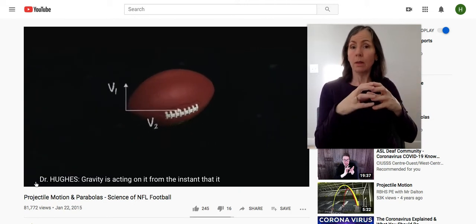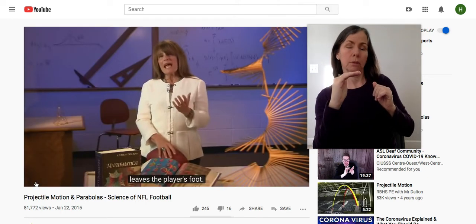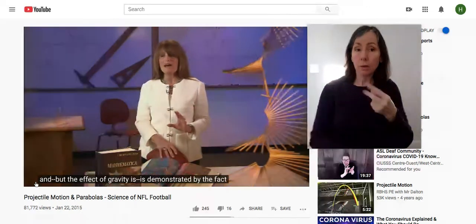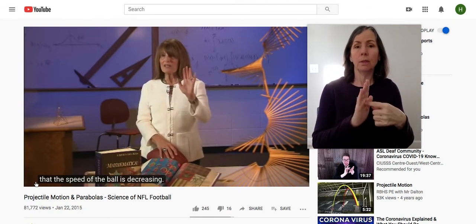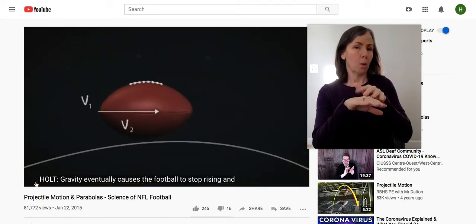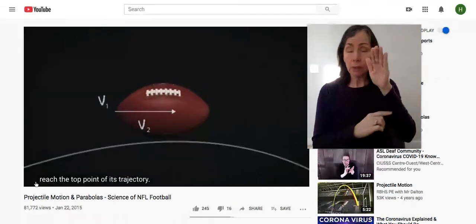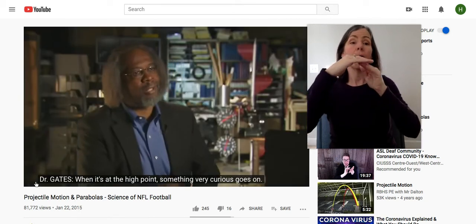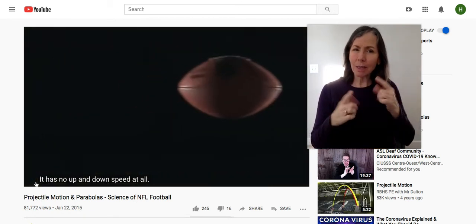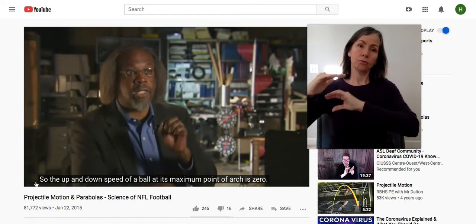Gravity is acting on it from the instant that it leaves the player's foot, but the effect of gravity is demonstrated by the fact that the speed of the ball is decreasing. Gravity eventually causes the football to stop rising and reach the top point of its trajectory. When it's at that high point, something very curious goes on. It has no up and down speed at all. And so the up and down speed of a ball at its maximum point of arc is zero.